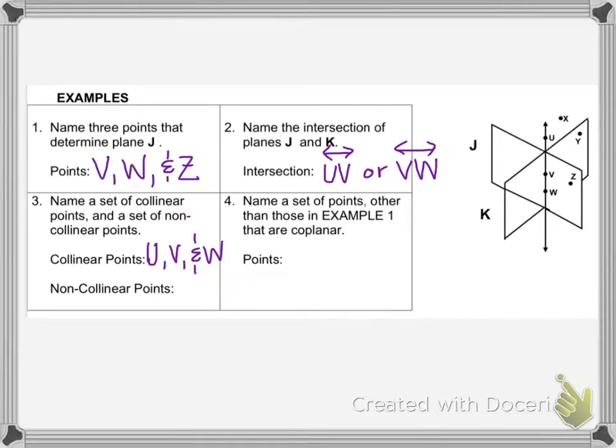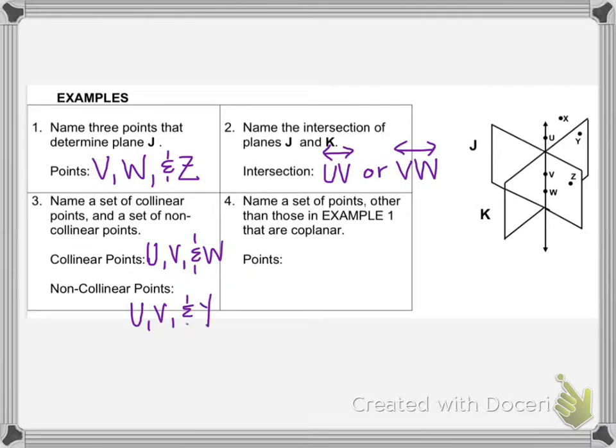So if I pick 3 or more points such as U, Y, and V, those don't make a line. Or V, Y, and Z, those don't make a line. So if you connect 3 points and it makes like a triangle, then those are non-collinear. So there's several options you could put there. U, V, and Y would be one.